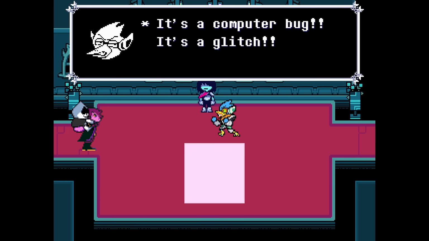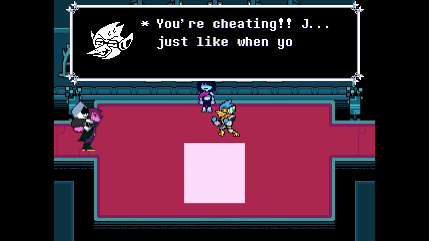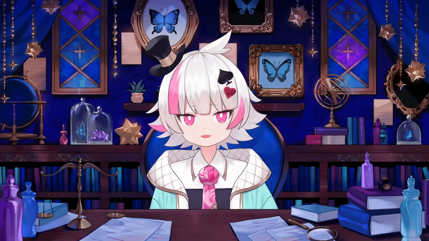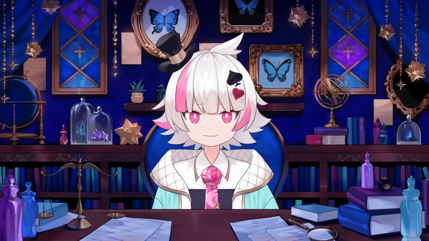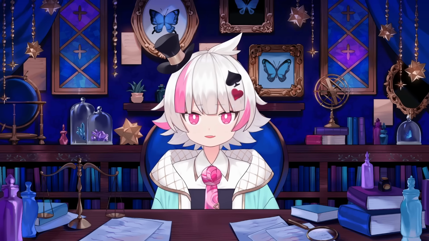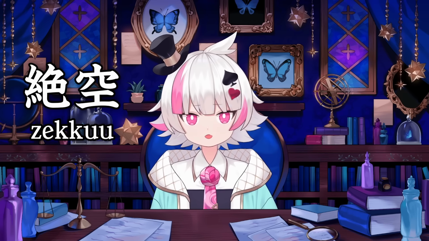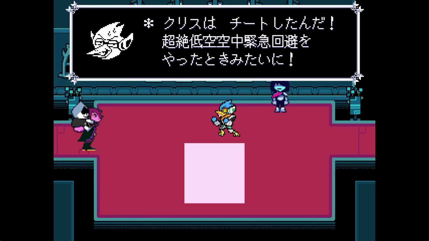During the shadow puzzle, Birdly references wave dashing while accusing us of cheating. There's a few different terms for wave dashing in Japanese. The long version is Chouzetsu teiku kuchu kinkyu kaihi, which means superior low altitude mid-air emergency maneuver. This is pretty cumbersome to say, so it's often shortened to Zekku or just Zetsu. In this case, they use the full name.